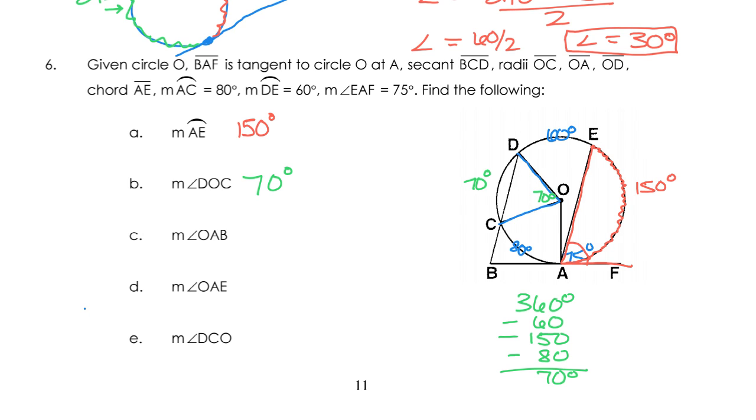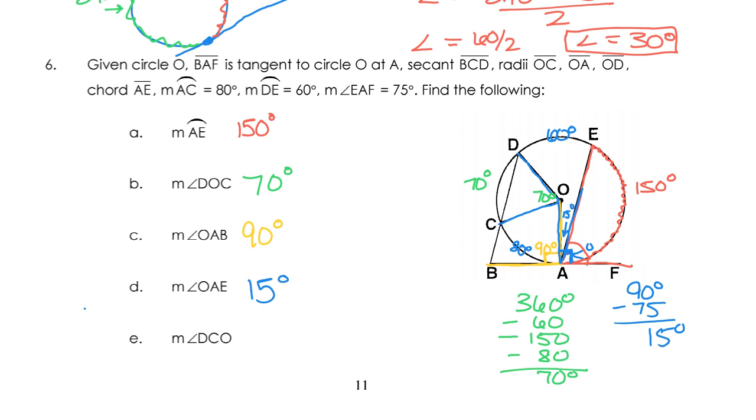Angle OAB, O to A to B, is a radius meeting a tangent, which are perpendicular, so this is a 90-degree angle. Angle OAE, O to A to E. If that's 90 on that side, this has to be 90 on that side, and part of that 90 is 75. So 90 minus 75 leaves me with 15 degrees. Or I could have done three angles on a line that add up to 180, either way.